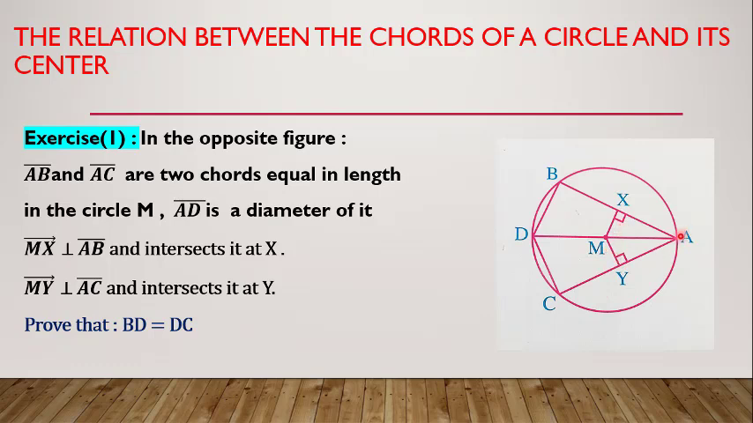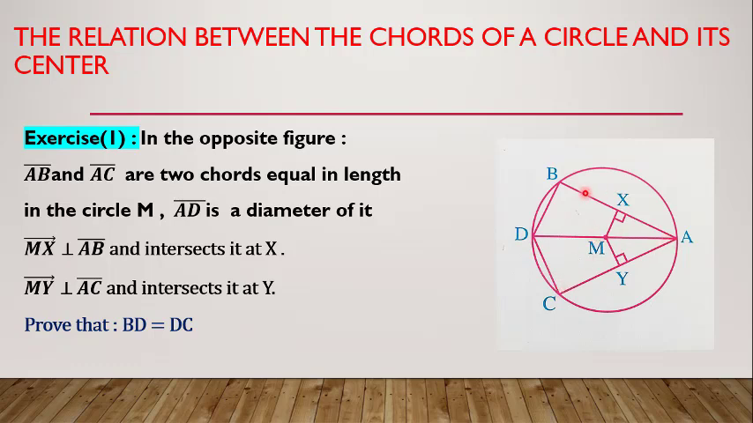So, in the triangle ABD, X is the midpoint of AB, and M is the midpoint of AD. It means that MX equals half BD. This is the first notification. The second, here we have also a triangle ACD. M is the midpoint of AD and Y is the midpoint of AC. So MY also equals half DC.